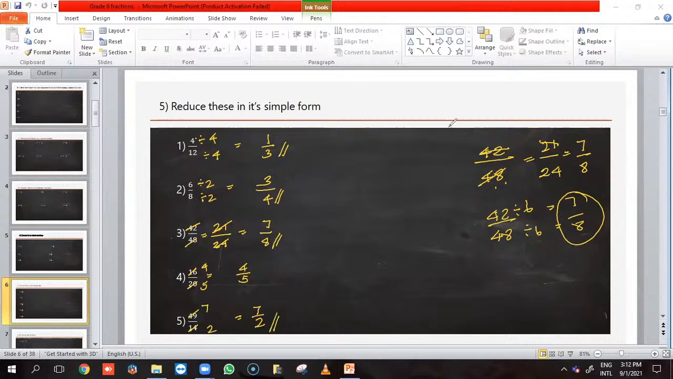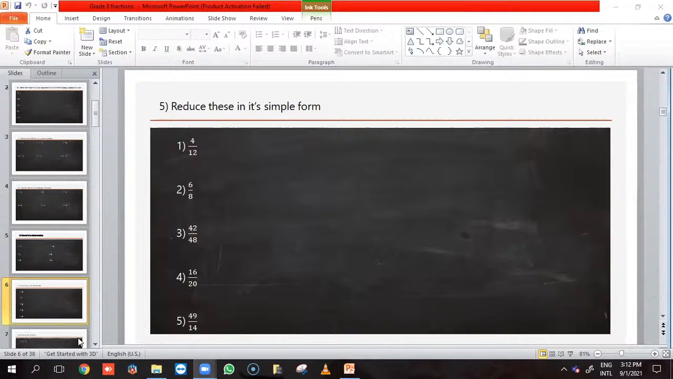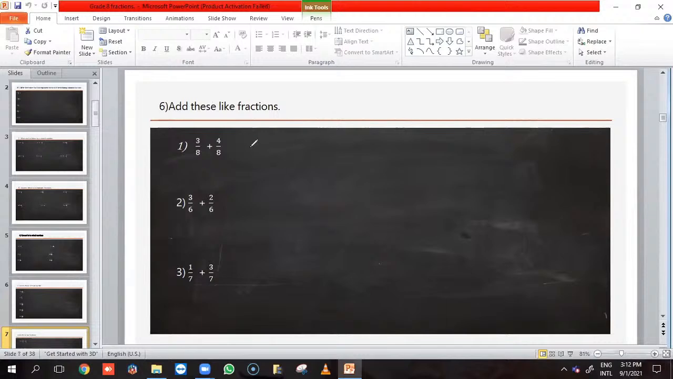We'll go to the next question. Add these like fractions. Easy to add the like fractions, right? What do you have to do? The denominators are same, right? 8. Then easy to add 3 plus 4. What is the answer? 7 over 8.